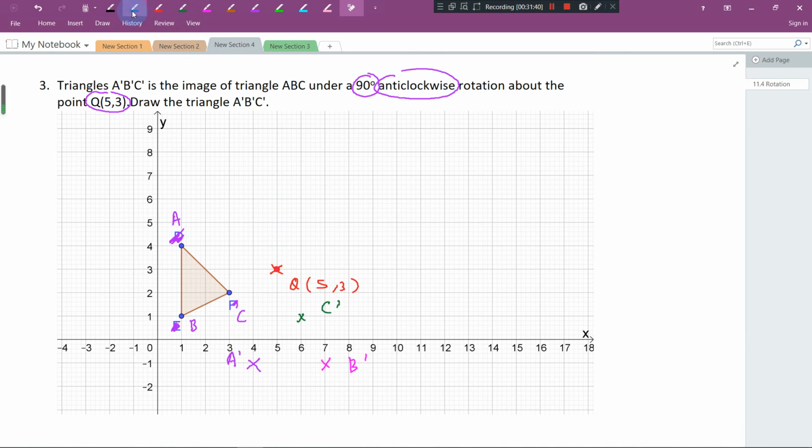The next thing we need to do is very simple. We connect these 3 points together using a ruler. Okay, so this is the image of triangle ABC under this rotation.